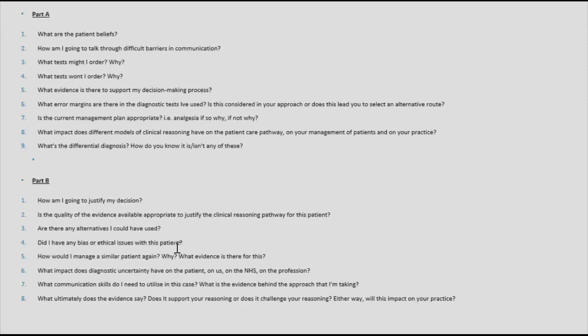Did I have a bias or ethical issues? How would I manage a similar patient again? What evidence is there for this? What impact does the diagnostic uncertainty have on the patient, on us, on the NHS, on our profession? What communication skills do I need to utilise? And what is the evidence behind the approach that I'm taking? And what ultimately does the evidence say? Does it support your reasoning? Does it challenge your reasoning?